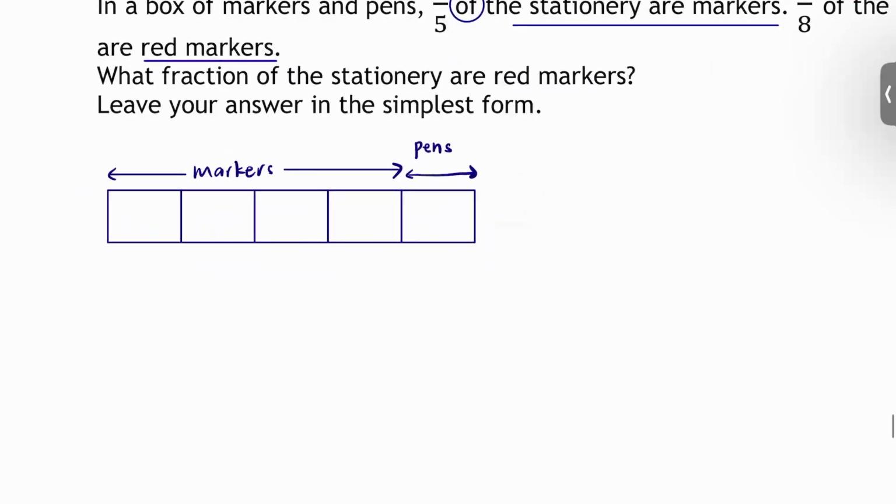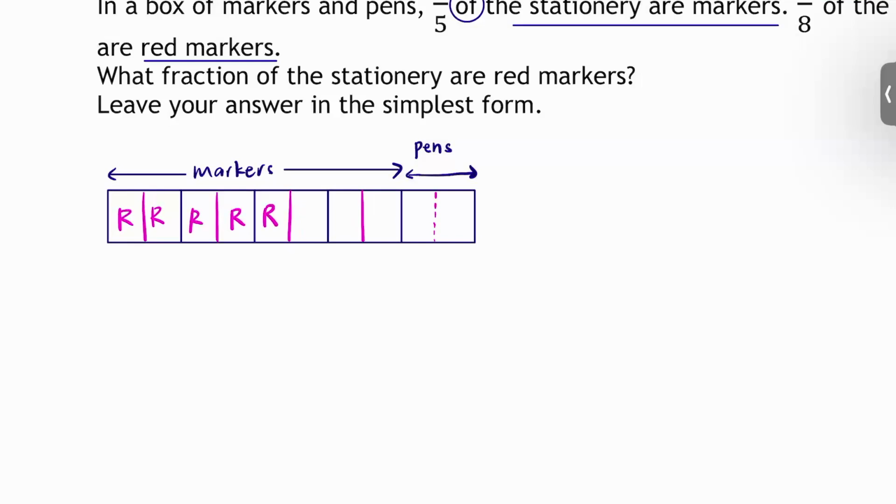So right now, the markers is 1, 2, 3, 4. But we know that 5/8 of this must be red markers, which means that I need to split this up such that it becomes 8. And if I split this up, I need to split the pens up as well. So from here, I know that 5 out of the 8 are red markers.